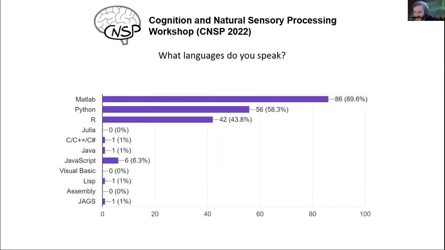And then what languages does everybody speak? It's very clear that most people are doing their analysis these days using MATLAB or Python or R. There's a few people using JavaScript and some other languages, but the majority are through MATLAB, Python and R. And luckily the hands-on tutorials that will be given this year are again through MATLAB and Python. So hopefully that'll meet the needs of most of our attendees. And for those of you who aren't familiar with those languages, hopefully it'll give you an opportunity to pick up some new programming skills.